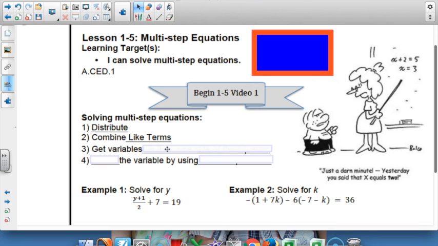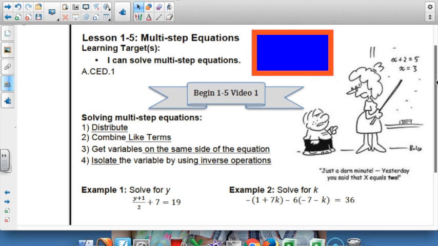Then you get to the 3rd step, you're going to get variables on the same side of the equation. All the problems we're going to do in this video already have that step done, but in future videos we'll cover that step in more detail. And then the last step is isolate the variable using inverse operations. Basically, once you've done these first 3 steps, you're left with a 1 or 2 step equation that you already know how to solve. So that's what we mean by that. That last step is just, finish the problem, solve it.